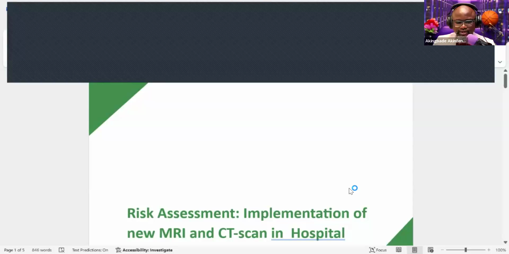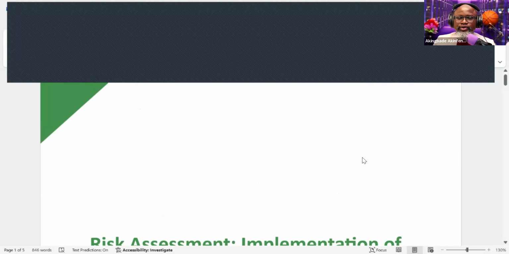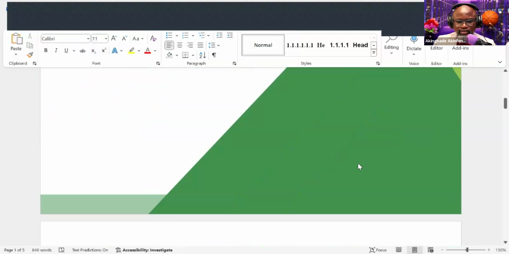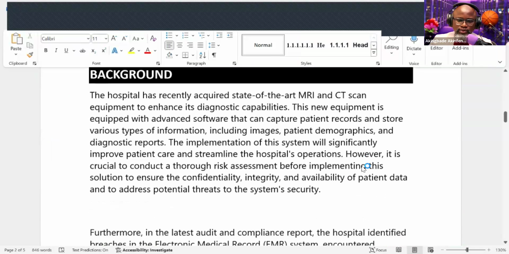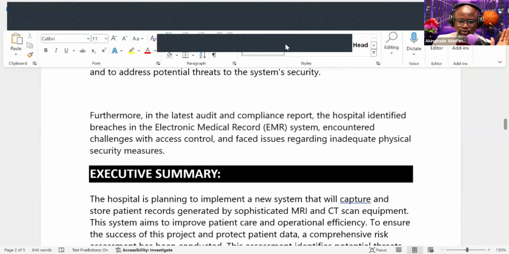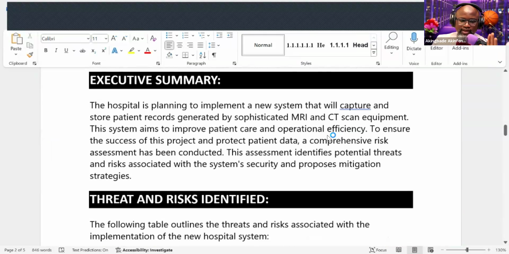If you have access to the WhatsApp group, you'll notice that we have this. This is the document I shared, risk assessment. Please, everybody, read it up later. But let's talk about what we need here. This is the hospital we talked about. We've seen the story about this hospital. Risk assessment is a very big deal. This is the executive summary.